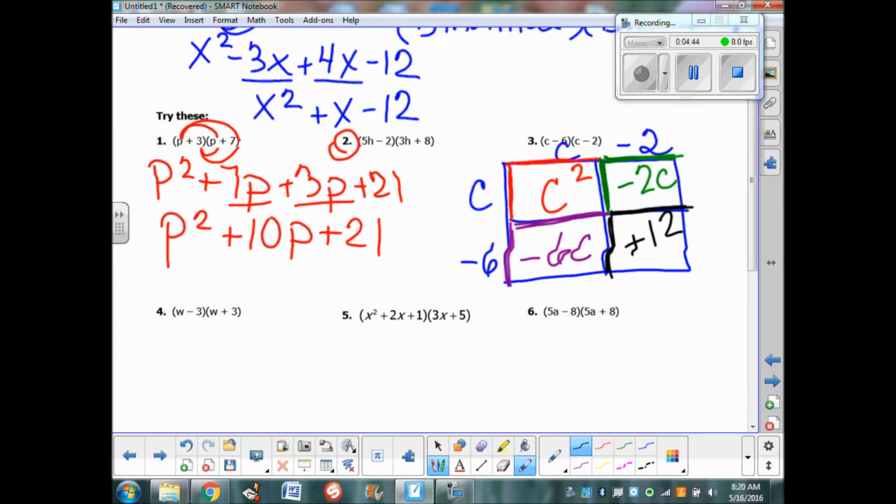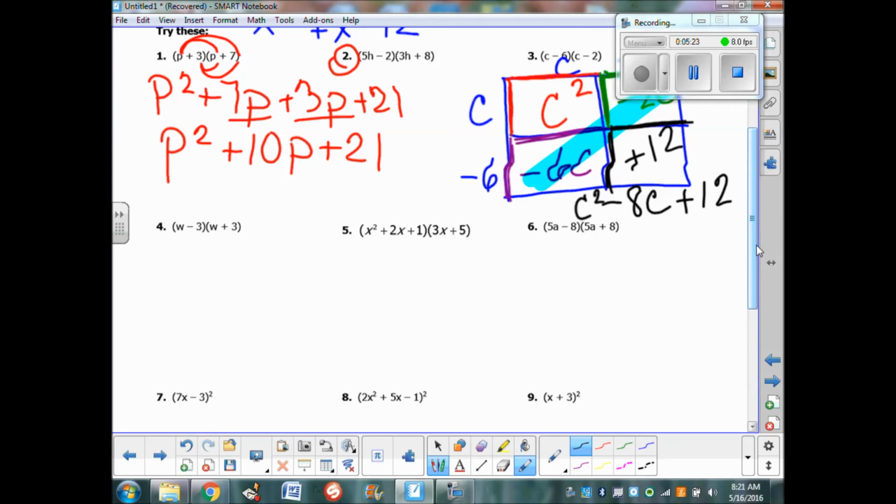Now let's combine our like terms. So where do our like terms occur? Right there on the diagonal, so nice and neat there. So my final answer, I don't have anything to combine with the c squared. But I just highlighted my like terms. Negative 6c and a negative 2c gives me negative 8c. And then the constant, I don't have anything to combine it with there. So like I said, it's just a little graphic organizer. It still does the same thing. We're still multiplying, just another way to look at it.